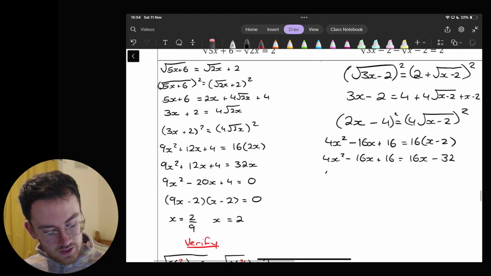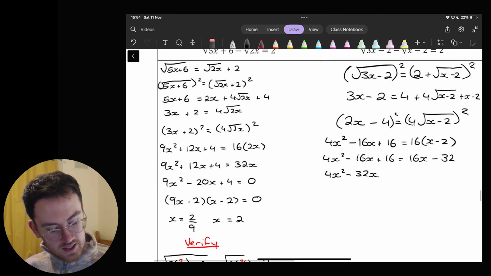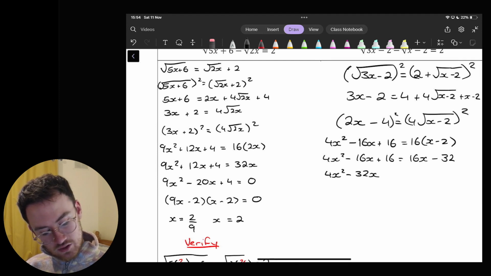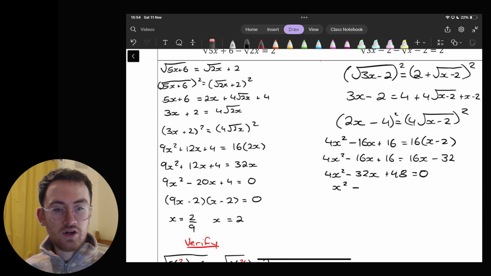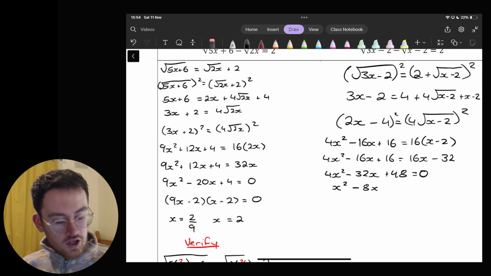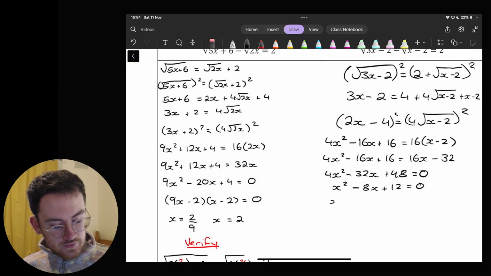Okay, so 4x squared minus 32x, and I have minus 32, and I'm bringing that across, so I get plus 48. Okay, let's see, can I divide across by anything here? And I can divide across by 4. So x squared minus 8x plus 12. So two numbers that are going to multiply to give me 12, but add to give me 8. Of course, minus 6 and minus 2. So x equals 6 and x equals 2.